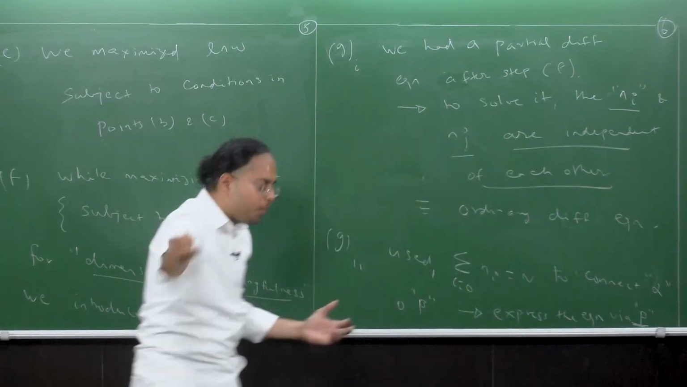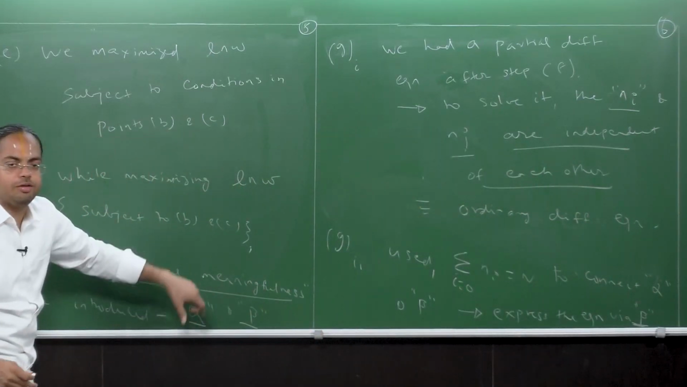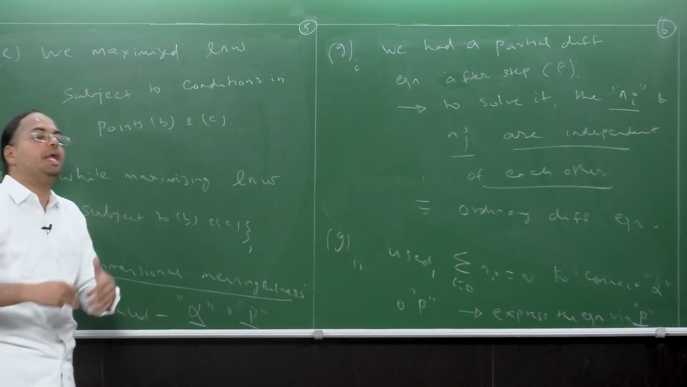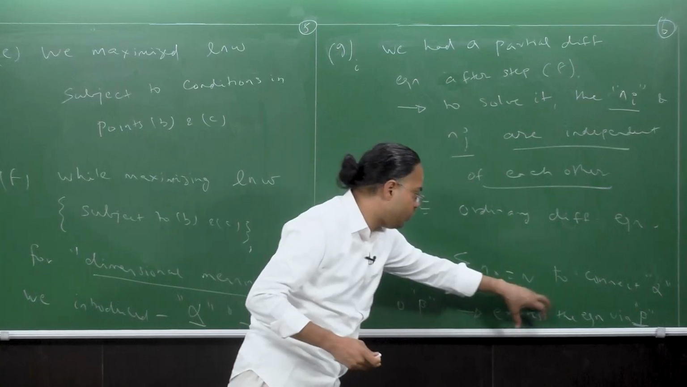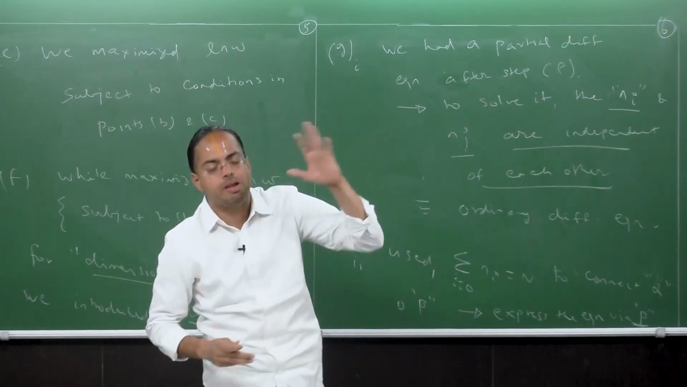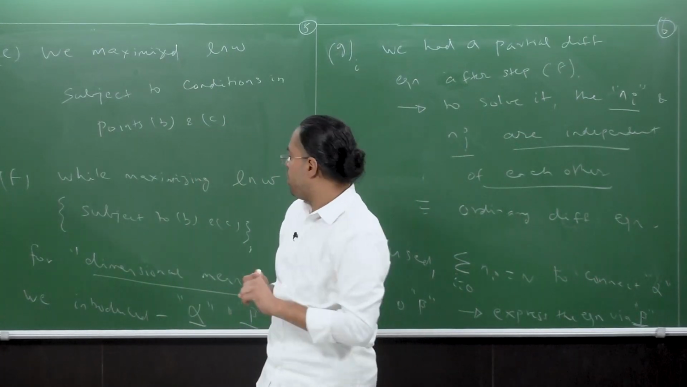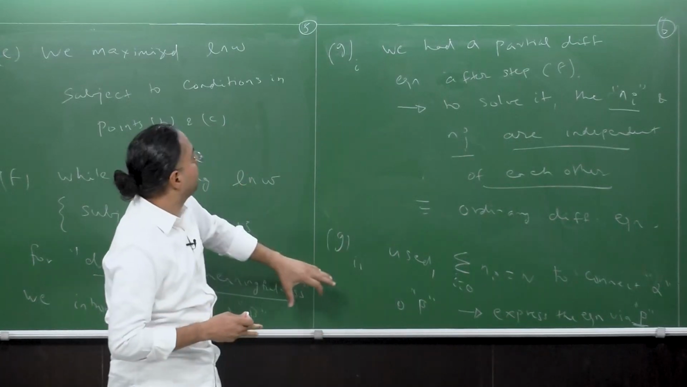So although we introduced two different parameters, alpha and beta, we found that they were not independent. And using this idea, we could connect alpha and beta. And so overall, we express the equation via only one parameter, beta. All right. So this is step number G.